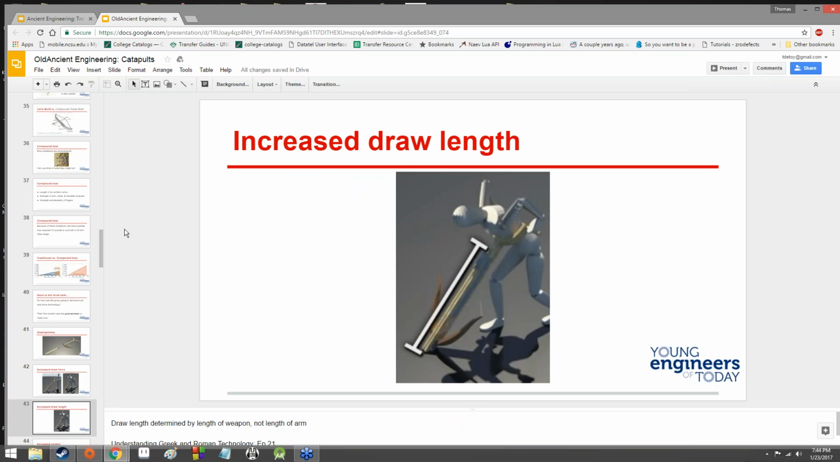The draw length was also determined by the length of the weapon, not the length of your arm anymore. So it solved 2 problems in one. Using your entire body meant that you could exert more force on the bow to draw it, and using your entire body meant that you could make the bow larger so that you could store more energy that way. You weren't limited to just the length of the arm.